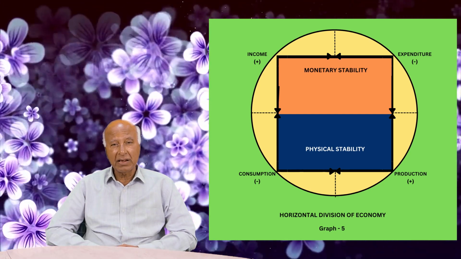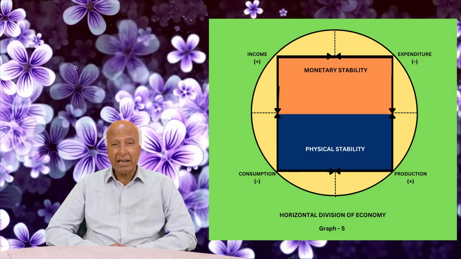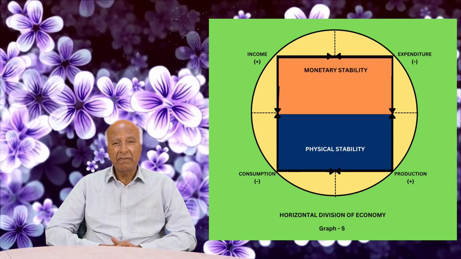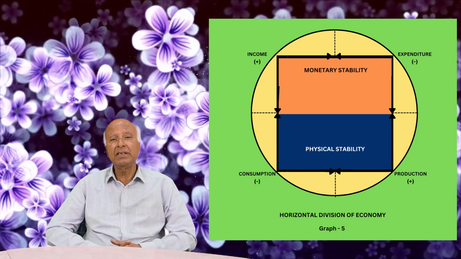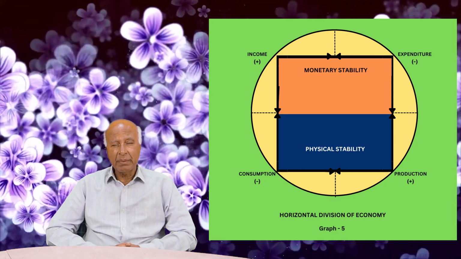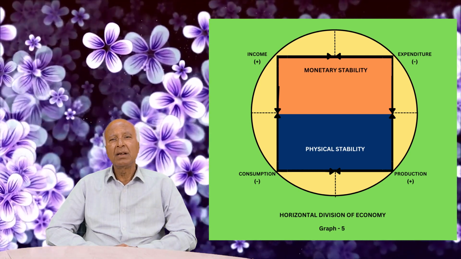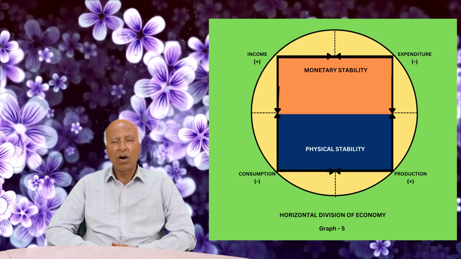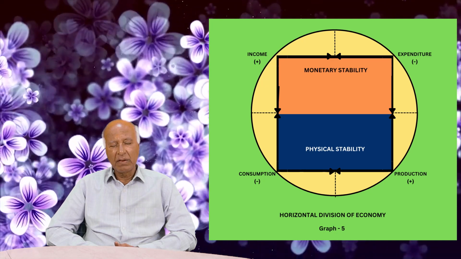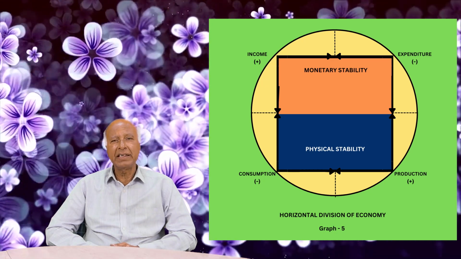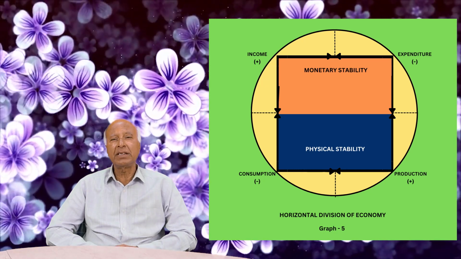But if the reserves of iron ore are not available, then what will happen to the physical stability part of the horizontal division of economy? Someday or other, it will cause shrinking of the production of steel or any other material for that matter, because if you create the processing facility, you need to have the availability of raw material also.